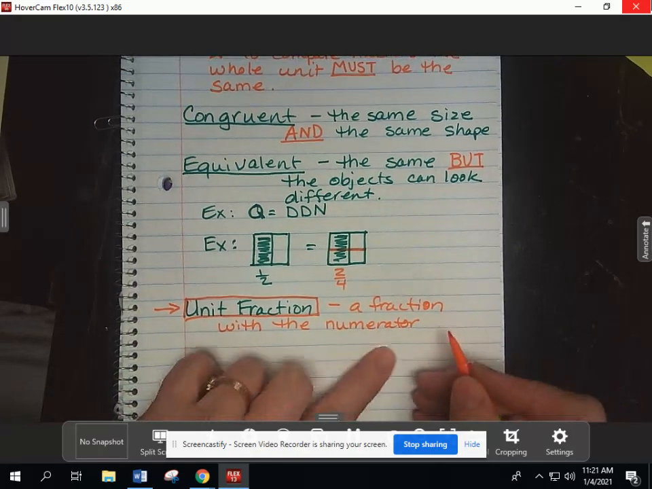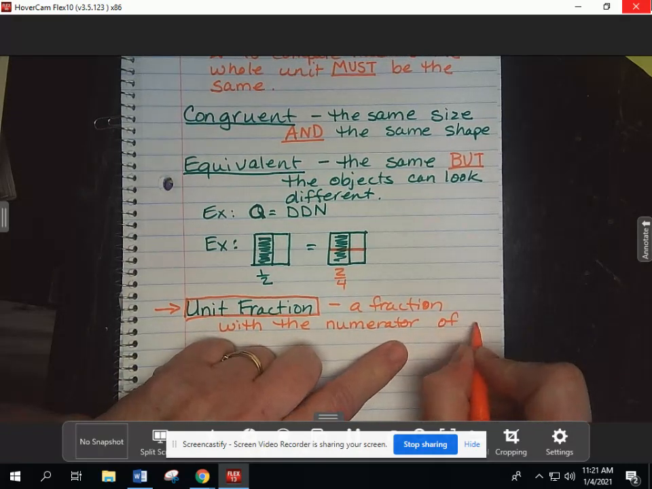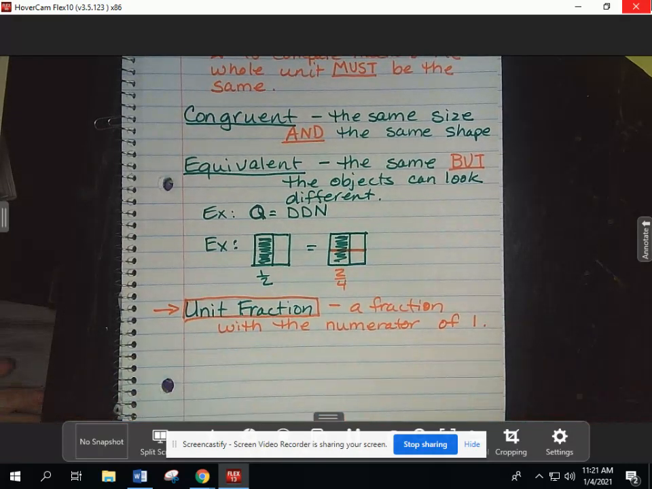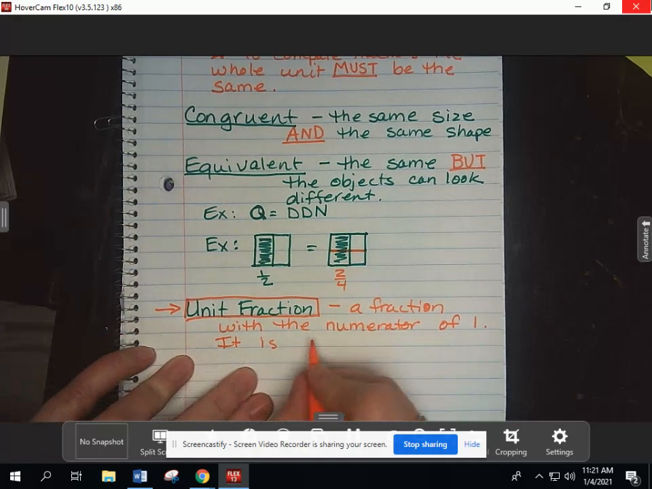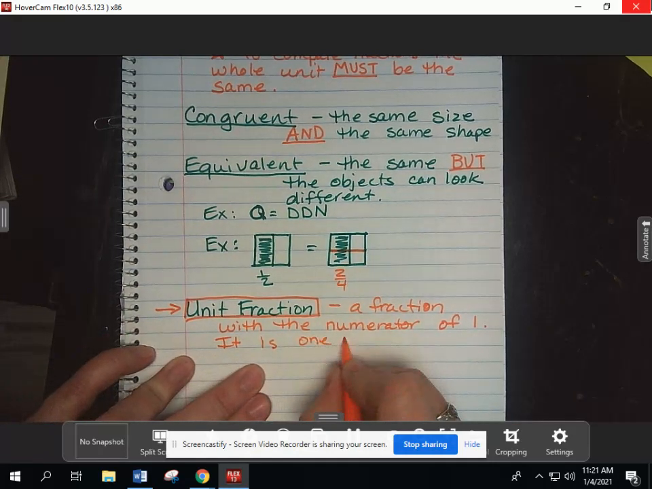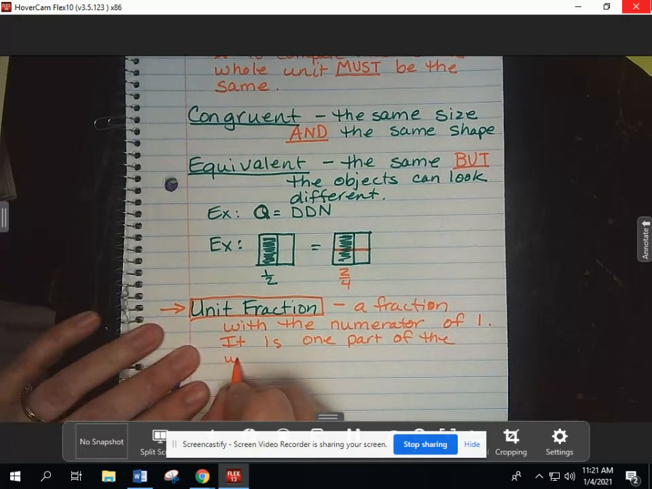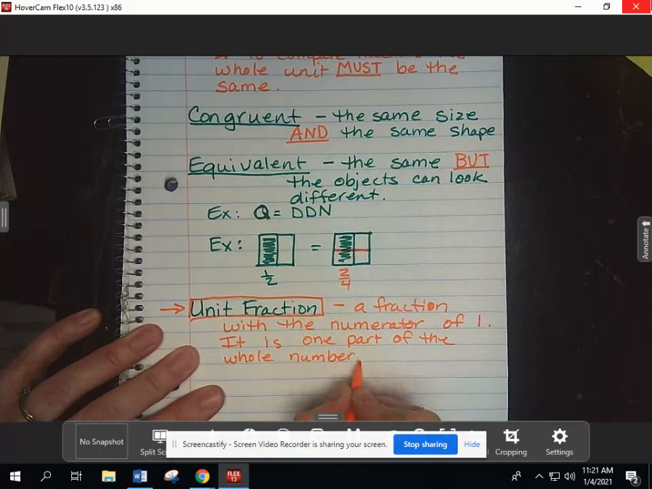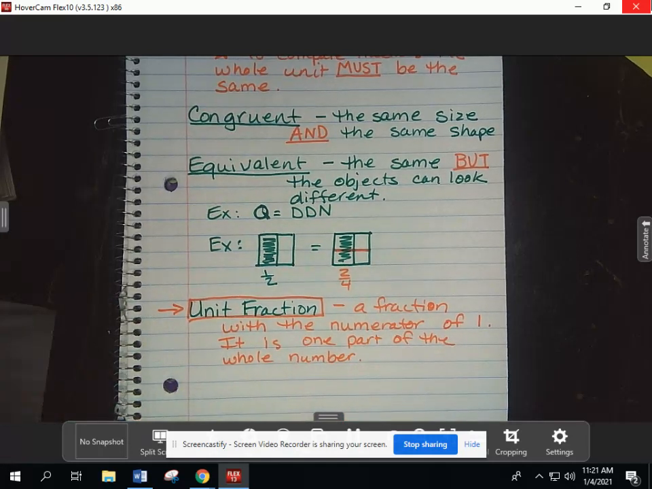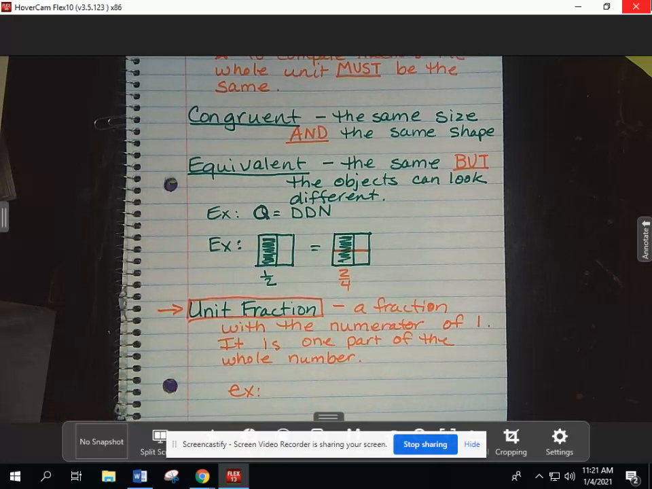Okay, so it is the numerator. That's the number on the top. It's a numerator of 1. In other words, it is 1 part of the whole number. And we're going to need to give some examples.